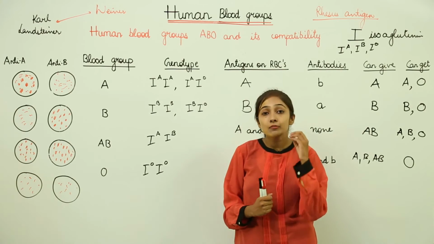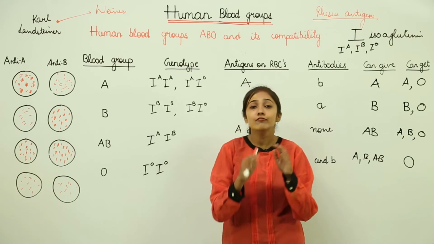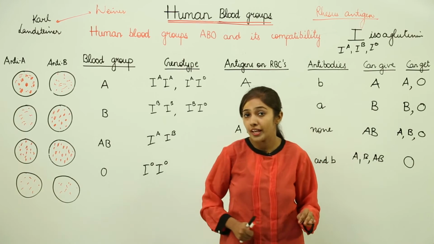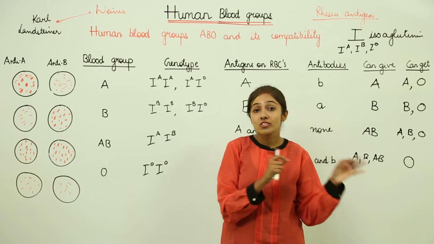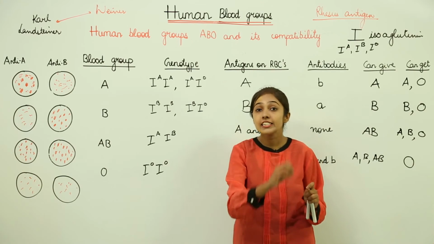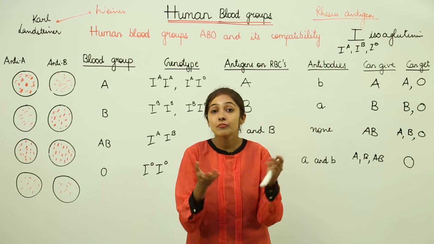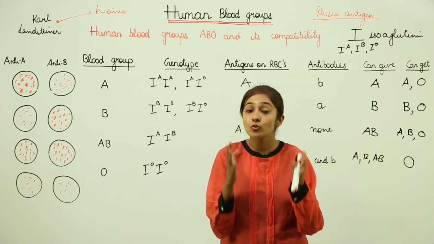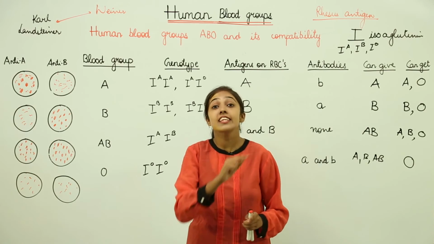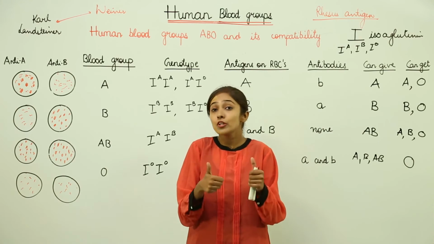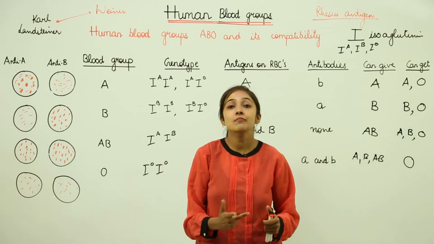Now when the antibodies are produced, for the first time it is going to be okay. But for the second time, if the donor is Rh positive and the recipient is Rh negative, there will be a reaction that is going to kill the RBCs. So this can even lead to death the second time. First time it may not affect the person, but second time it can lead to death.